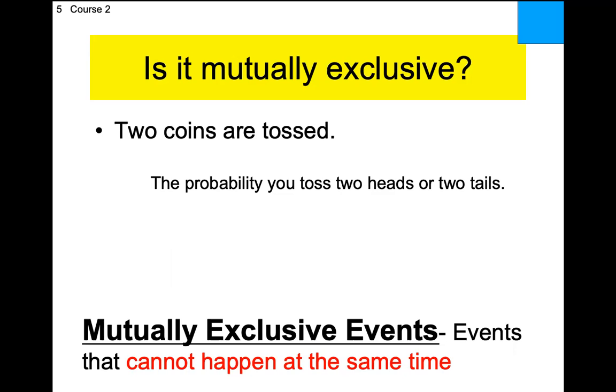Jaden, it absolutely says "or." But the "or" means you can be one or the other. But this says at the same time, meaning... So that doesn't matter. It's "or." Oh yes it does. To be mutually exclusive, it means both events have to happen at the same time.